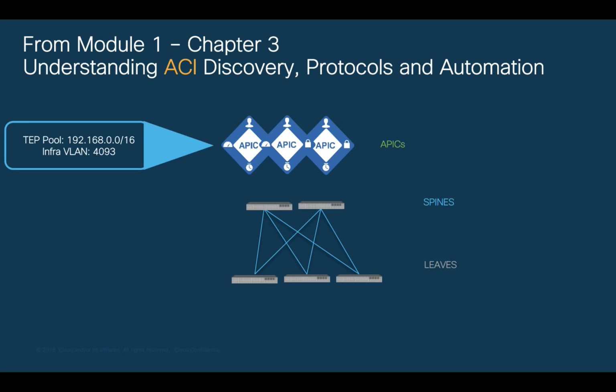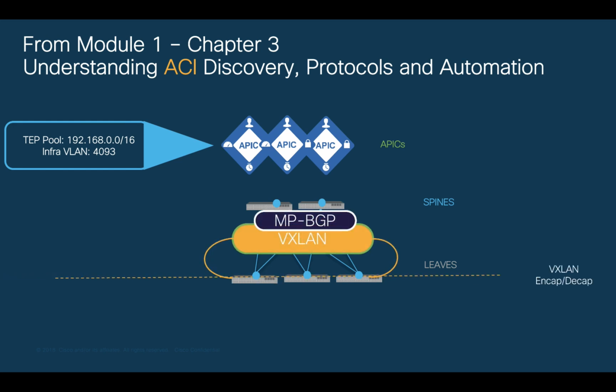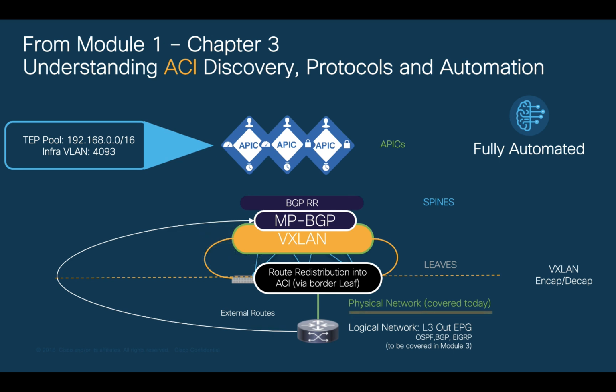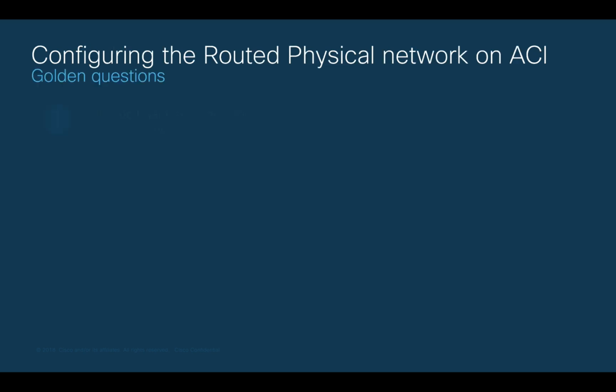In Module 1, we said that as part of the initial discovery and auto-provisioning, ACI automatically configures ISIS as the underlay protocol for VXLAN and MP-BGP, with the spines serving as route reflectors, to redistribute routes coming from the outside into the ACI fabric. I wanted to remind you of this since it will be relevant today as we learn how to perform the physical network configuration when attaching routers and L3 connections to an ACI environment, and even more in Module 3, where you will learn the logical network configuration for Layer 3 connections through something called L3Out EPGs.